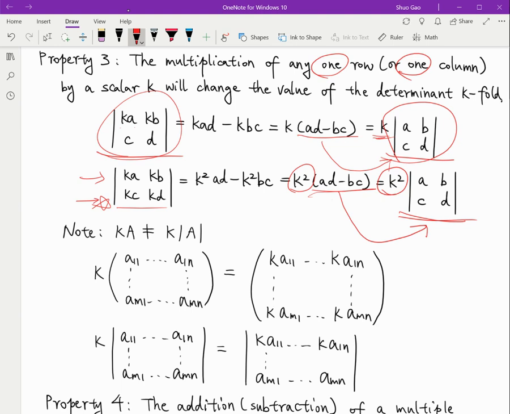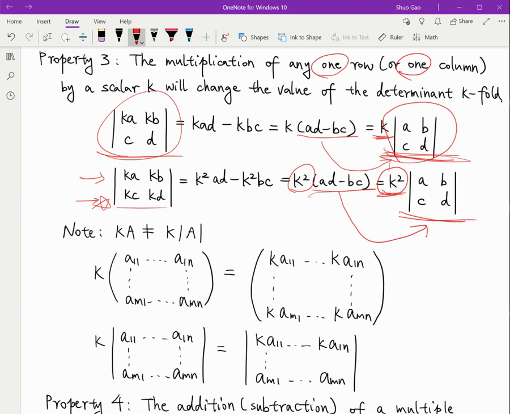And if you have a lot of rows, it will be a higher order of K. So only if you multiply one row or one column of the matrix can you get K times the determinant. But if you multiply two rows or three rows, or all the rows in the matrix, then you cannot get K times, but K squared, K cubed, then K to the n times the original determinant.